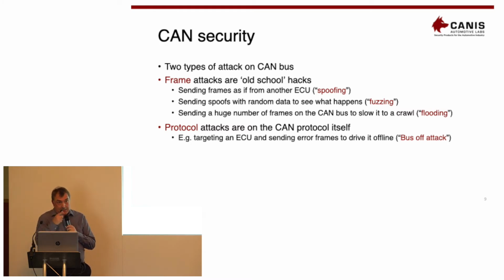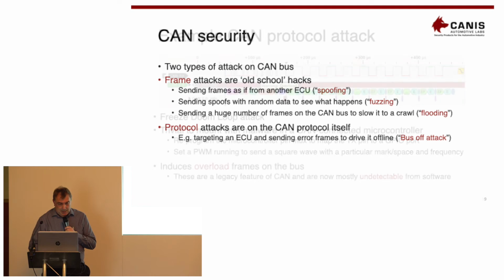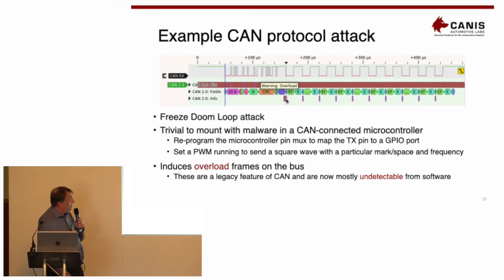So if you want to target an ECU, you wait for its CAN frames to come out, and then you blam it with an error frame, and that increments its transmit error count. You keep doing that 32 times, bang, and it's knocked off the bus, goes bus off, and now that ECU is effectively dead and not communicating on CAN. And that's when you might want to step in and start spoofing its frames once you've killed it.